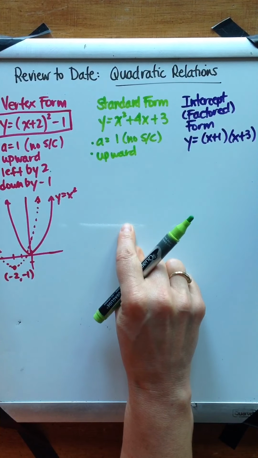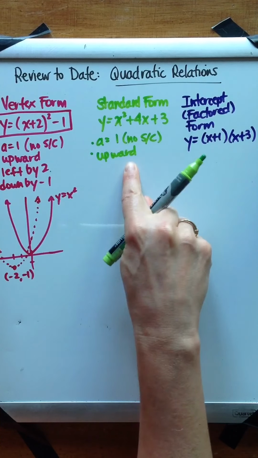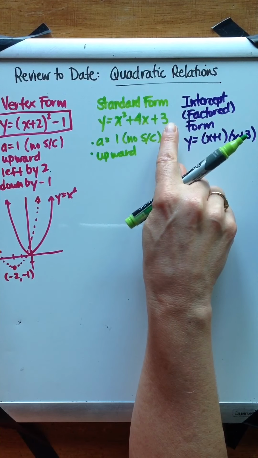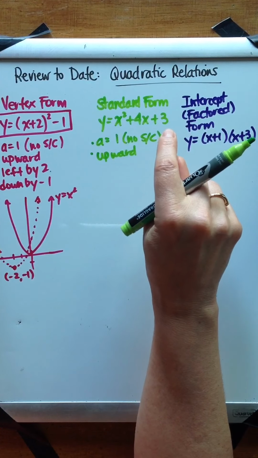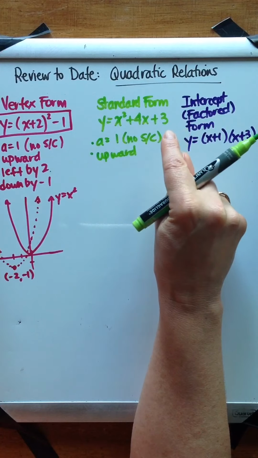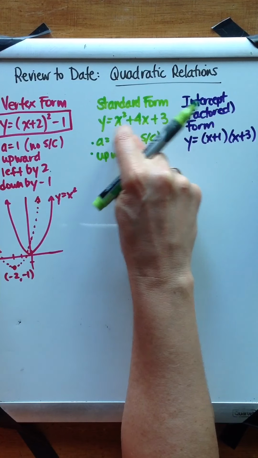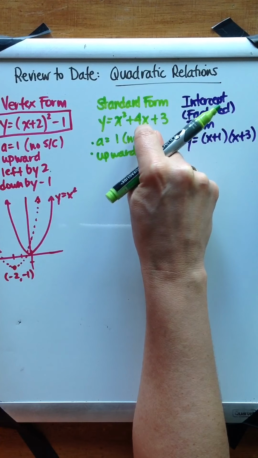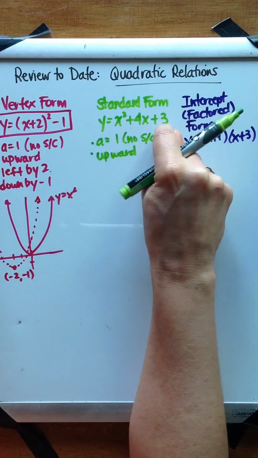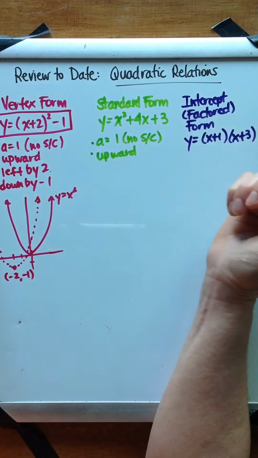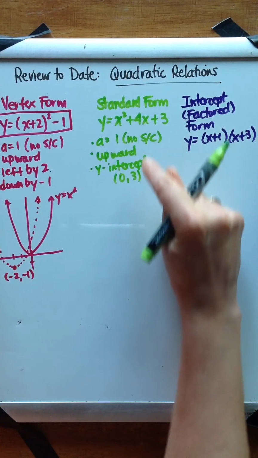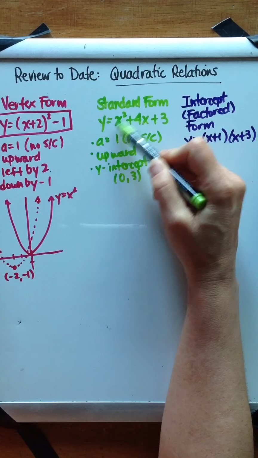And then what else do we know in terms of key features? Well, do we know anything about the vertex from here? No. Do you know anything about x-intercepts from here? Sadly, no. The only thing we could pull out of this is recognizing that if we were to let x equal 0, which is the case for any y-intercept, this term and this term would disappear, and we'd be left with y equals 3. So we know that the y-intercept would be (0, 3), just by doing some mental math of putting 0 in here or recognizing these terms would disappear.